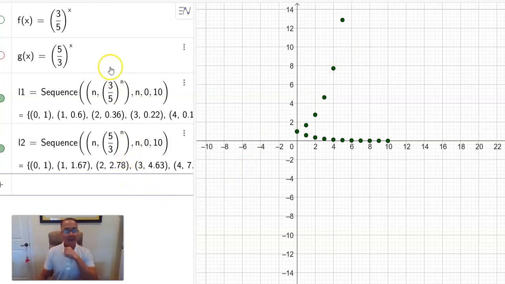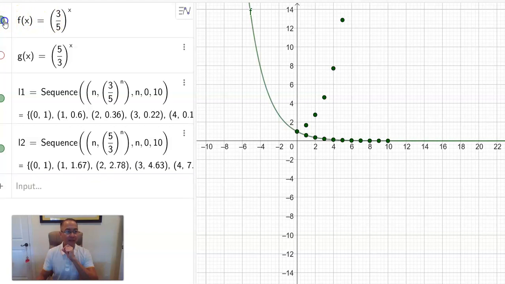Okay, now when we did exponential functions, the base had to be positive. We can't have negative 3/5 to the power x. Should we dare? I'm going to make it appear again. If I put a minus sign here, it disappeared because GeoGebra doesn't like that. The base has to be a positive number.